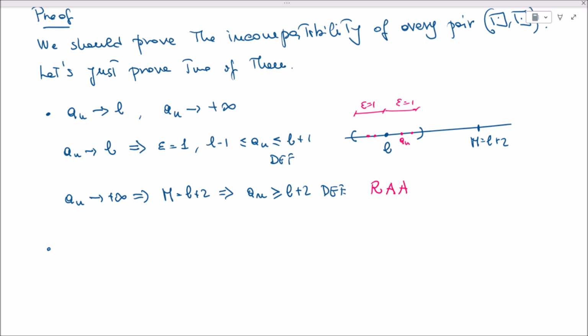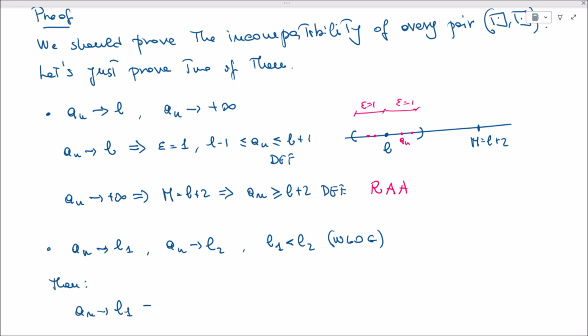So let's assume by contradiction that we have that a_n tends to L1, but also that a_n tends to L2, with L1 different from L2, and we can assume that L1, for example, is less than L2 without loss of generality. Okay, so then we can say that if a_n tends to L1, it must be true definitively that a_n will be less than (L1 plus L2) divided by 2.